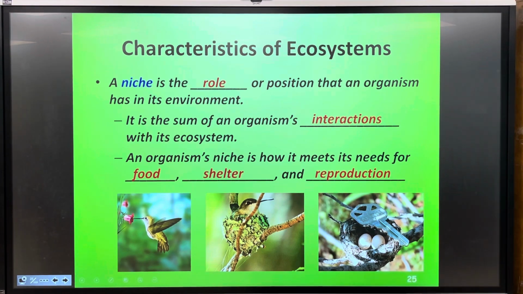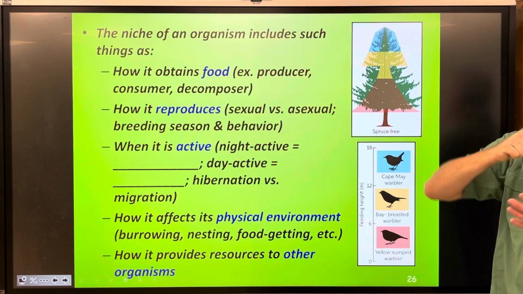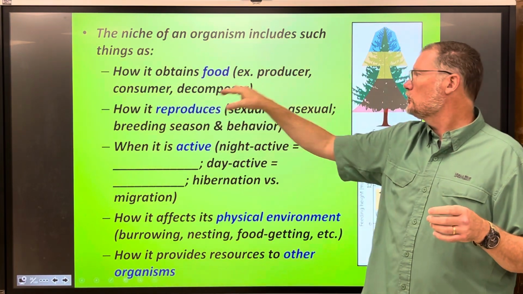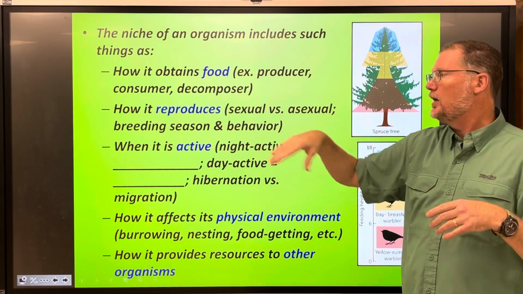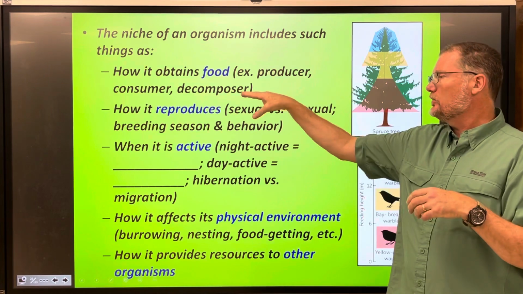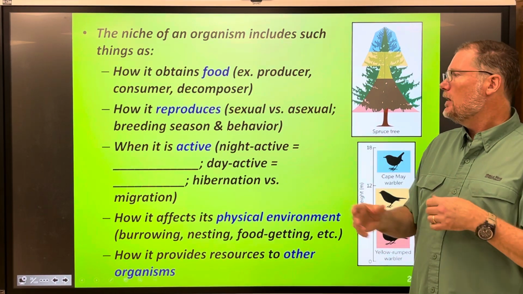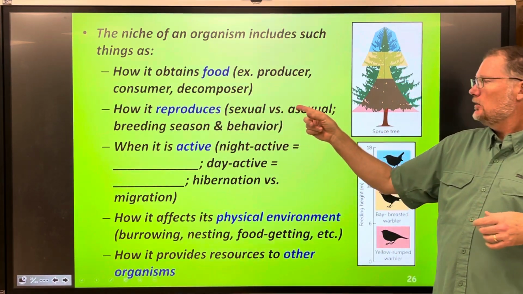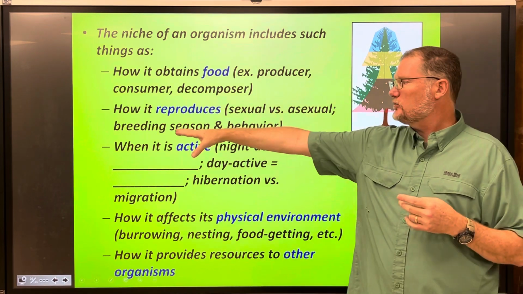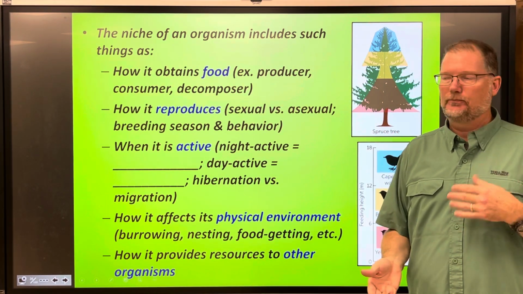Okay, all hummingbirds. So a niche of an organism includes things like how it gets its food, we said that already. Is it a producer? Is it a consumer? So is it a producer like a plant? Does it make its own food? Is it a consumer? Does it eat other things? Or is it a decomposer like a mushroom that breaks things down? How it reproduces? Is it sexual or asexual? What its breeding season is, and its mating behavior.